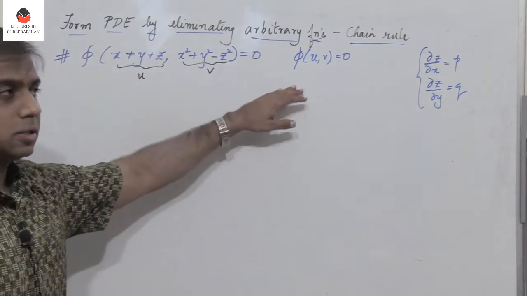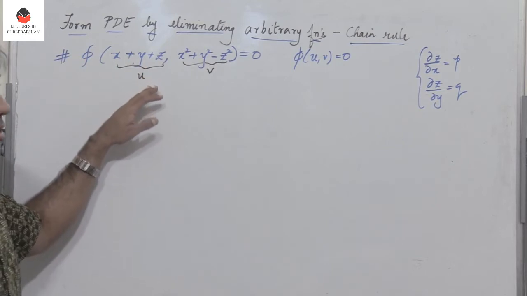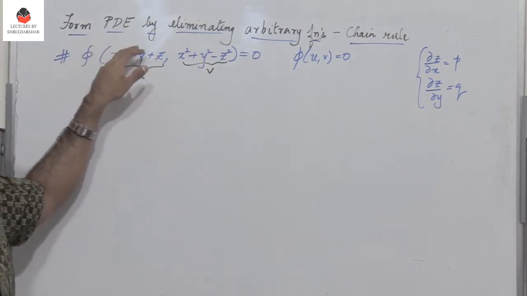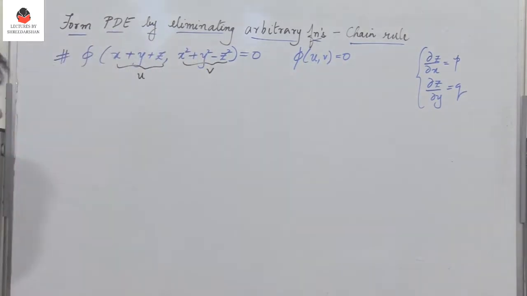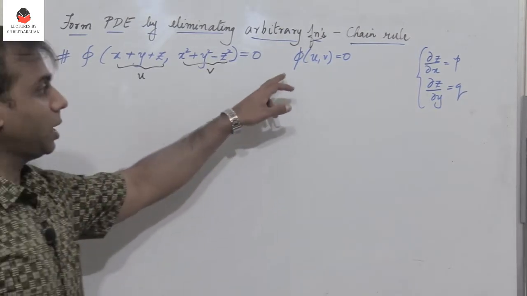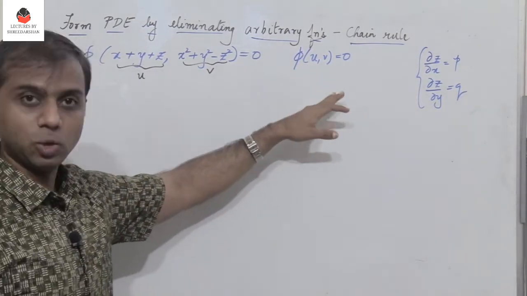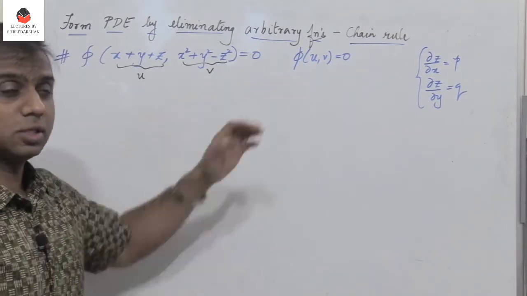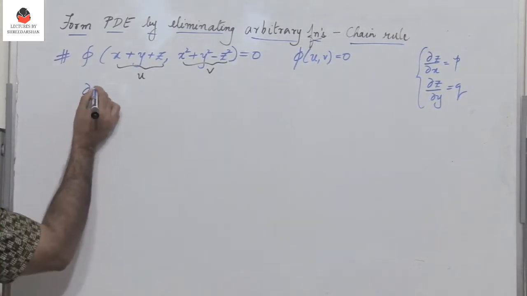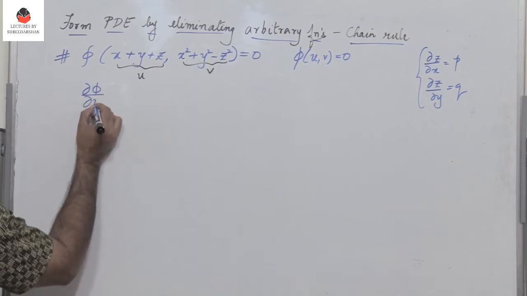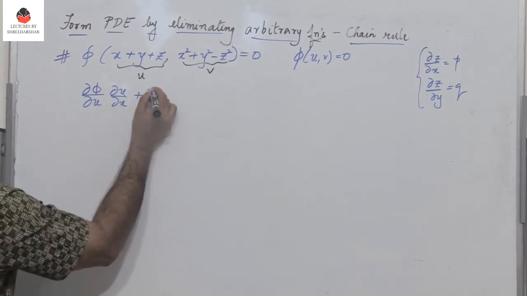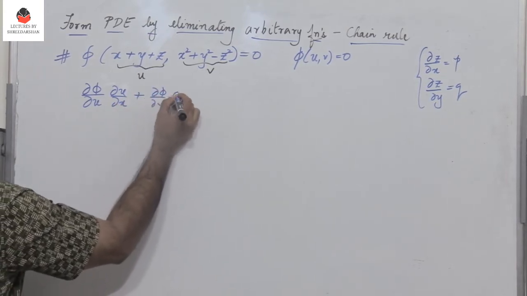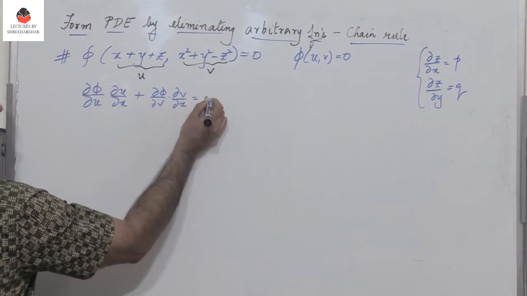In such a case, when we have such functions, how do we find the partial differential equations? We have to do that by using the chain rule. So let's see how we have to solve such problems. We have to partially differentiate this function phi with respect to x. So we have to do this by using the chain rule. Therefore, del phi by del u into del u by del x plus del phi by del v into del v by del x equals 0.